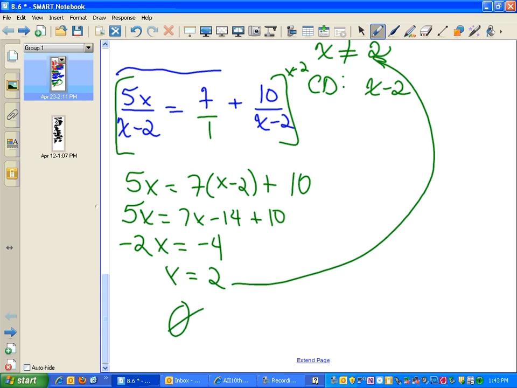So these were pretty simple because I didn't have to factor your denominators. Your denominators were simple. You might have to factor your denominator to figure out what that common denominator is. And then do all the same steps that we did. You guys okay with this?